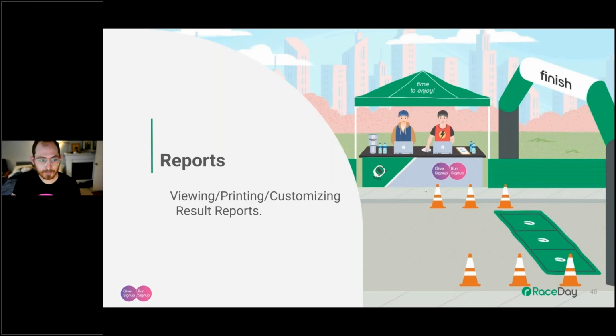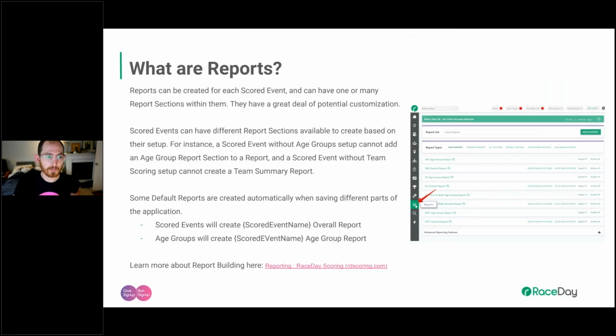And next, we're going to talk about reports. So viewing, printing, customizing result reports. Obviously, as a timer, you have to make sure you're able to produce results in a timely manner. This is reporting, and it's all about that. So let's get going. Reports can be created for each scored event, and they can have one or many report sections within them. They have a great deal of potential customization.